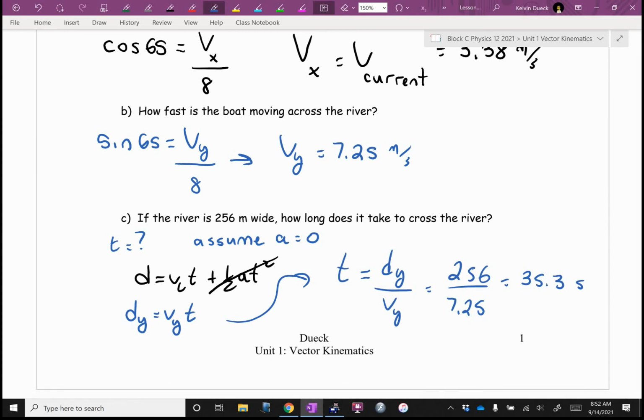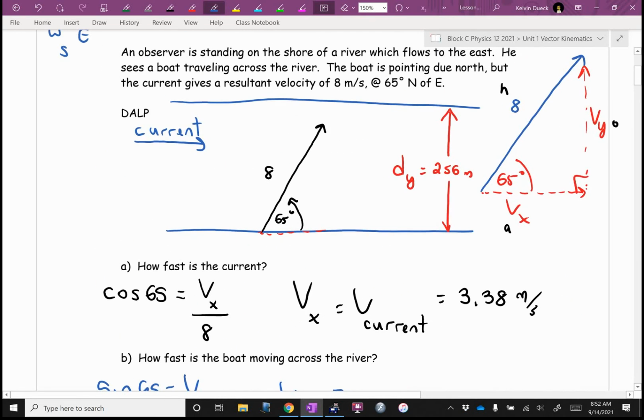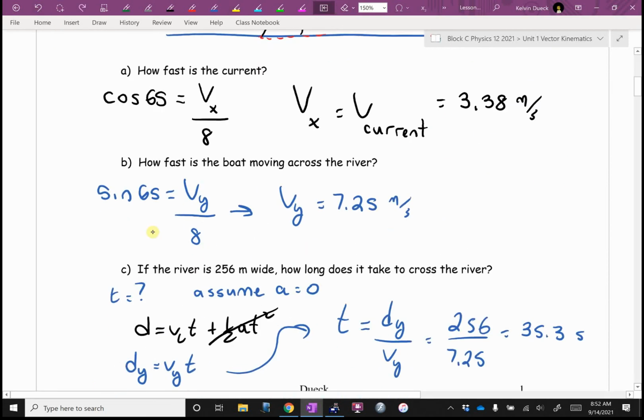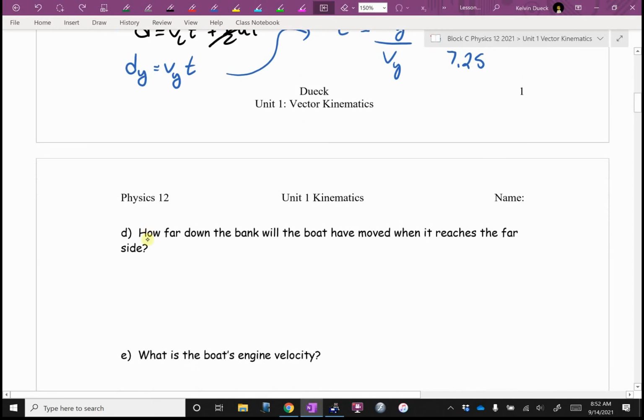But here's the problem. That'll get you across. I'll scroll down in a second. But if you left here, if you wanted to end up there, you're going to end up down here somewhere because the river's pushing you sideways. So, D, how far down the bank will the boat have moved when it reaches the far side?